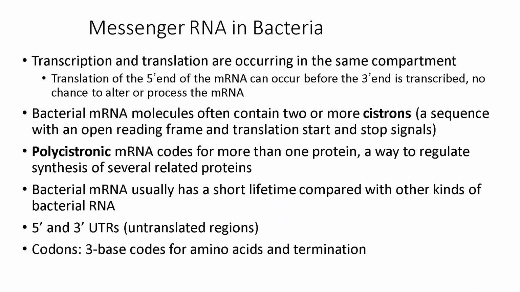In bacteria, transcription and translation occur in the same cellular compartment. This means that translation can begin at the 5' end of the mRNA even before the 3' end is finished transcribing. Bacterial mRNAs are often polycistronic, meaning a single transcript can code for multiple proteins. These transcripts have short lifespans and contain untranslated regions at both ends. Each coding sequence, or cistron, includes start and stop codons for translation.